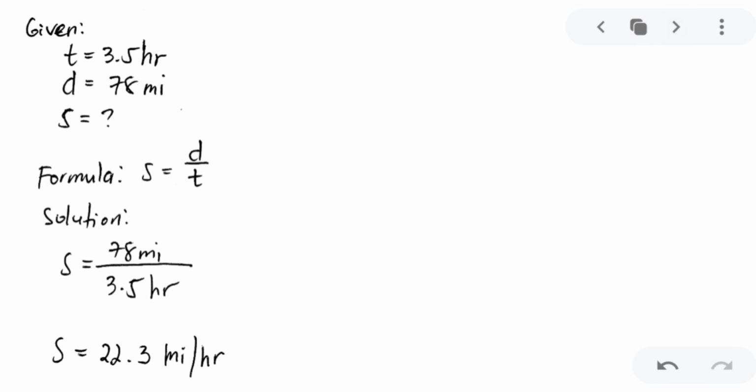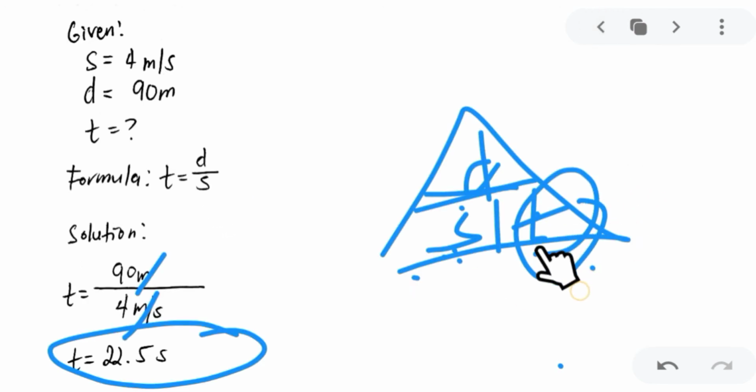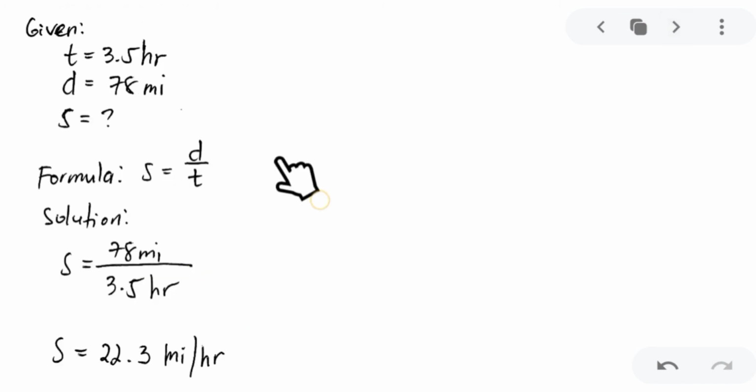Another example, I have here the given values of time of 3.5 hours and distance of 78 miles. And then we are looking for the speed. The formula here is, again, speed is equivalent to distance over time based on the triangle here. Speed, distance over time. So, solution, substitution. Your distance is 78 miles. Then your time is 3.5 hours. So we can cancel either of the units. So we have now the unit for speed, which is distance and time expressed as miles per hour. And then dividing 78 by 3.5, you will have 22.3 miles per hour.